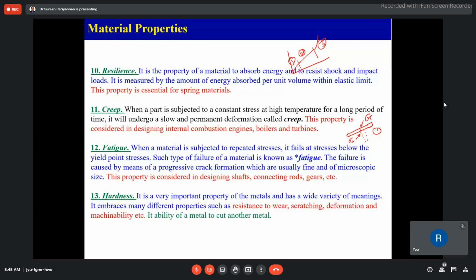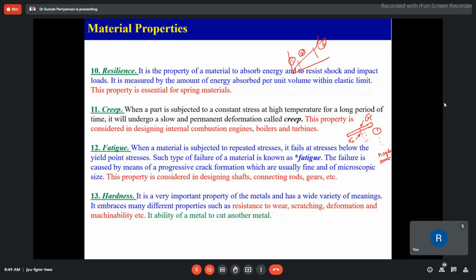This is cycle 1, then at the nth cycle, maybe after 100 cycles, the material is going to fail, right? Because of the crack propagation inside the material. Even though we are applying the load within the elastic limit, that is the very important thing. Even if you are applying the load within the elastic limit, the material is going to fail. That is called fatigue. This property is considered for designing shafts, connecting rods and gears.